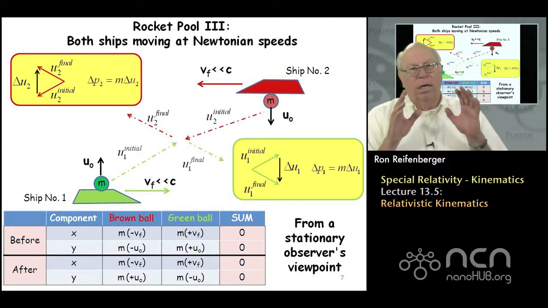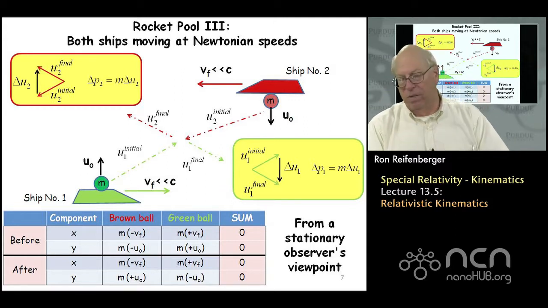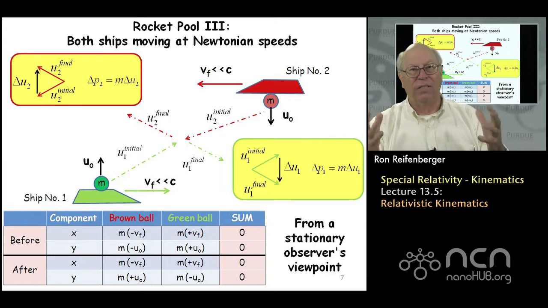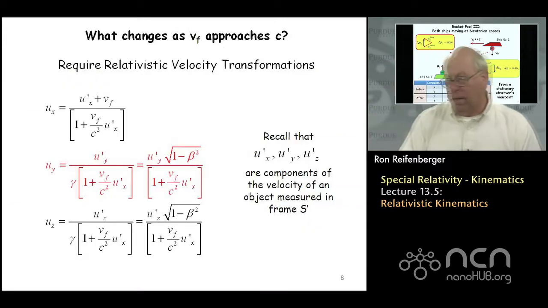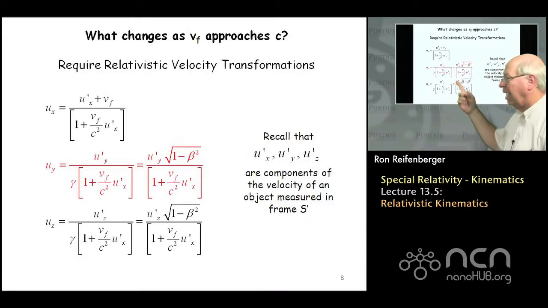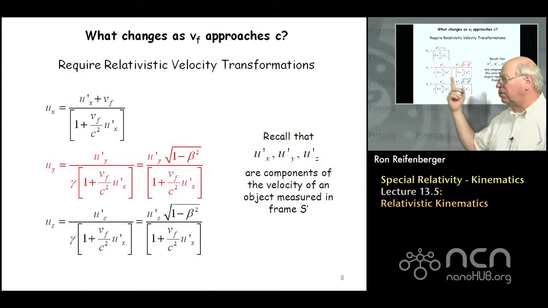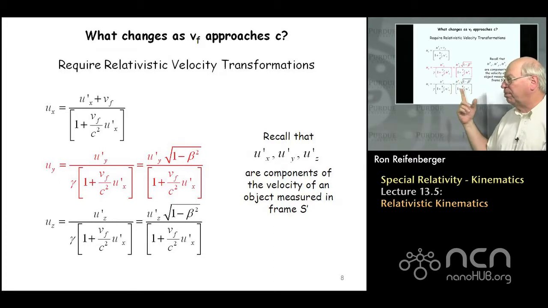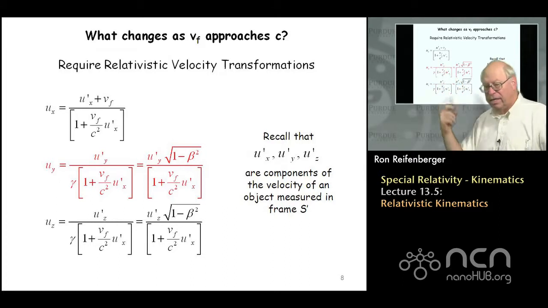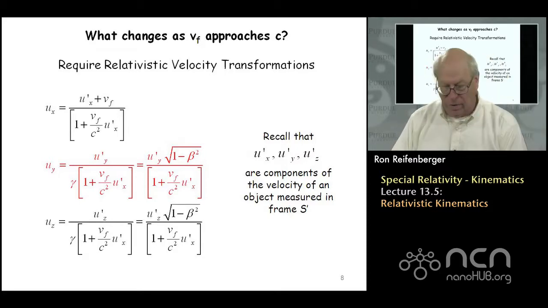Now we're going to let the speed of these rocket ships increase so that they become comparable to the speed of light. And the question is, what changes when we do that? Well, the answer is, what changes is the velocity transforms have to be invoked. And so these are the velocity transforms that we calculated from the previous lecture, right? So as v sub f approaches the speed of light, we have to start to take these facts into account.